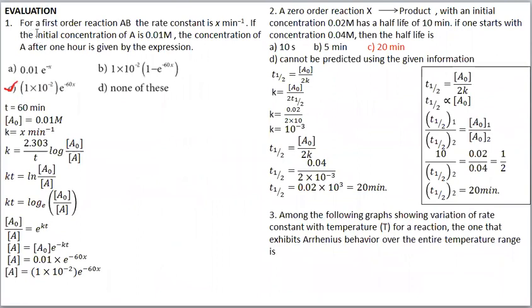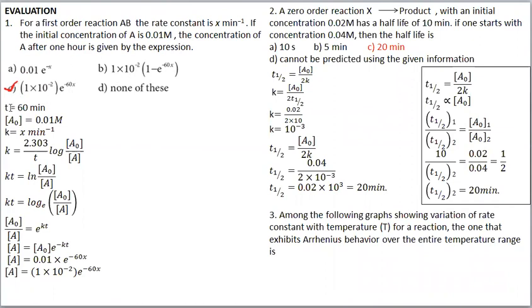First question, for a first order reaction A to B, the rate constant is x per minute. If the initial concentration of A is 0.01 molarity, the concentration of A after 1 hour is given by the expression. Which expression is correct one?